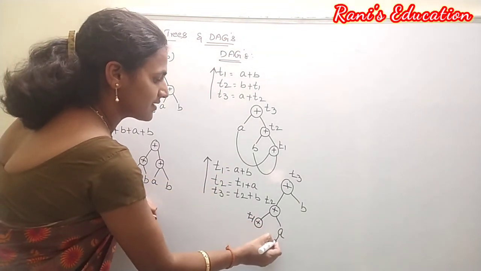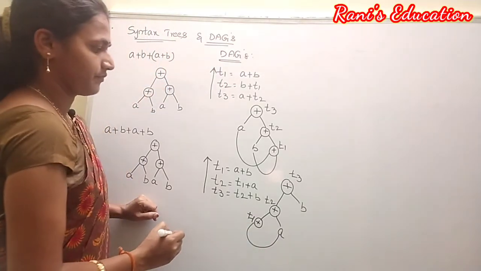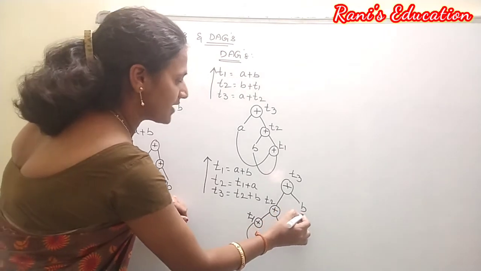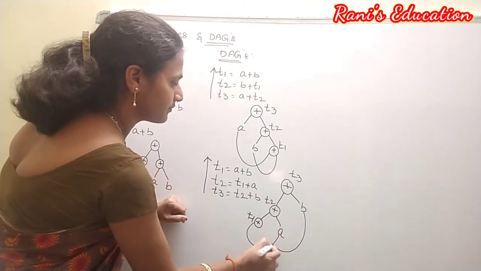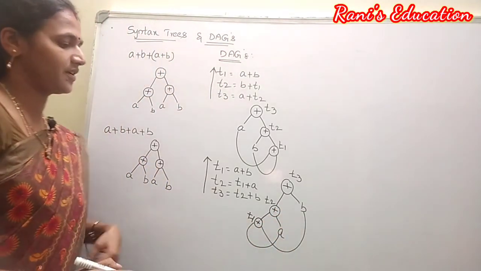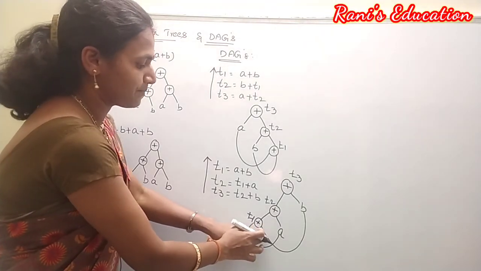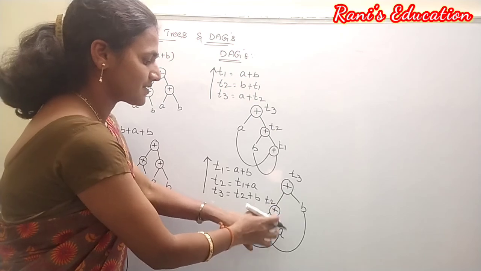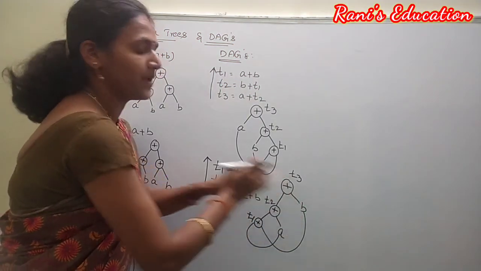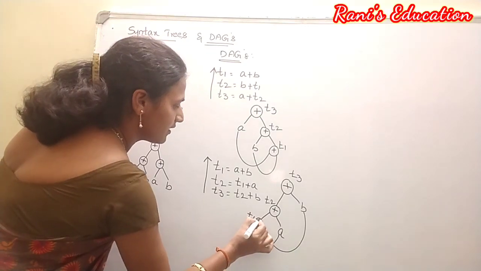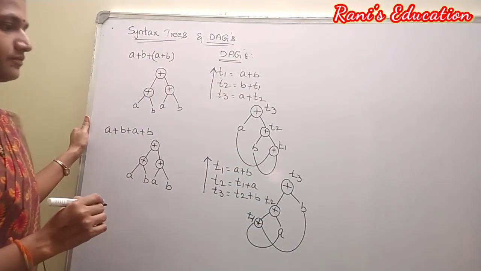And what about left child here? Left child is A only. What about right child? So right child is B. That I am going to define. That is A plus B plus A plus B. This is how you are going to define DAGs.